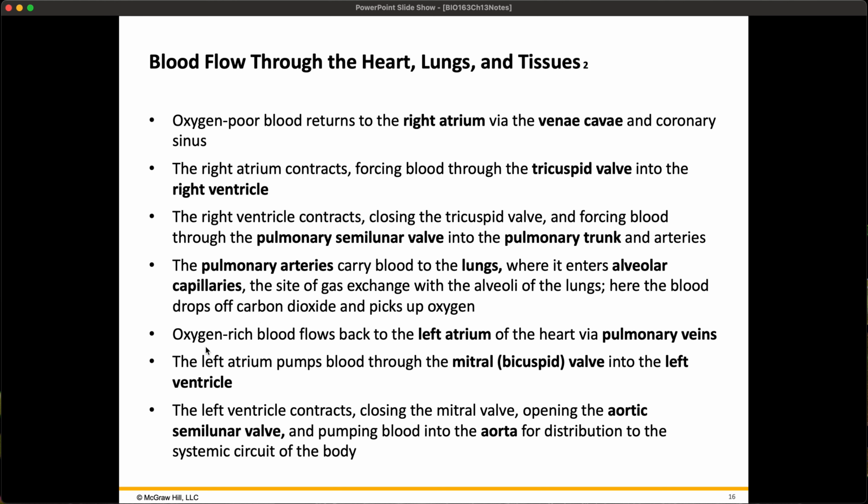Now this oxygen-rich blood starts to come back into the left atrium through the pulmonary veins. So veins returning, pulmonary veins return, into the left atrium. The left atrium pumps it through its mitral, bicuspid, left AV valve, however you want to call it, into the left ventricle. That's the really thick heart muscle-walled chamber, and then as that left ventricle contracts, it forces blood through the aortic semilunar valve into the aorta, and then through all of its tributaries to the rest of the body.